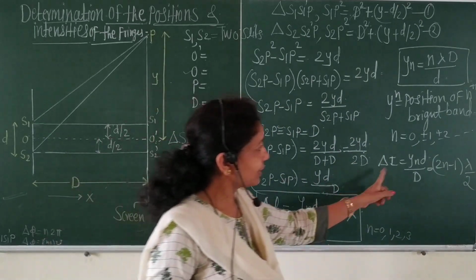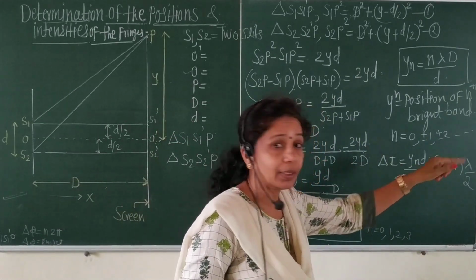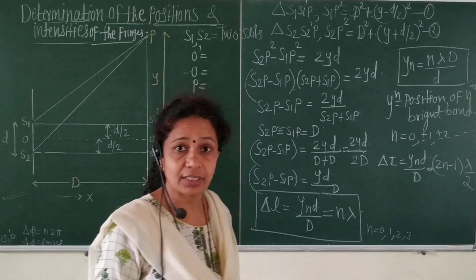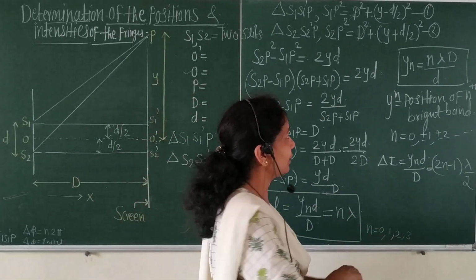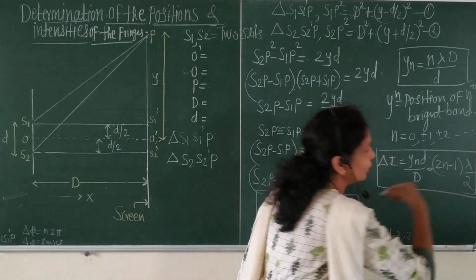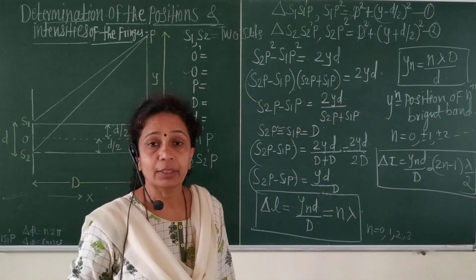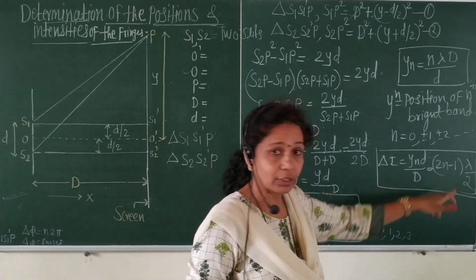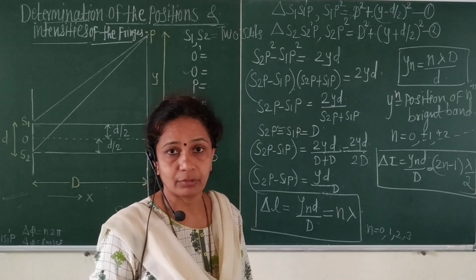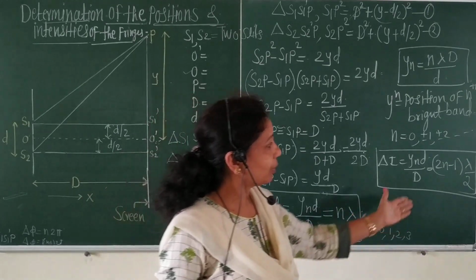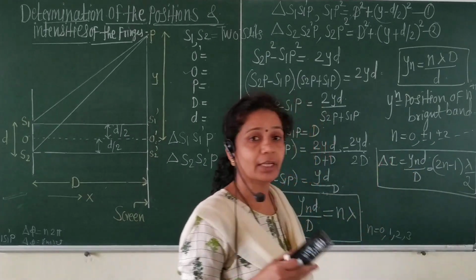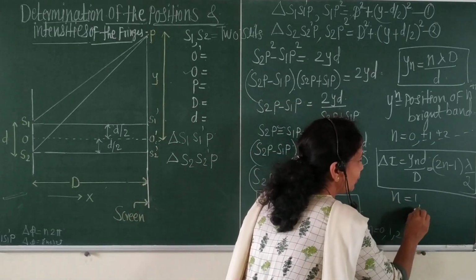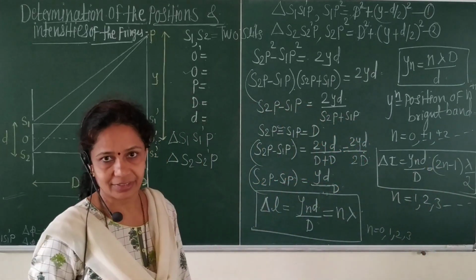When the path difference is an odd multiple of half the wavelength, then the corresponding interference is destructive interference, and this is the condition for destructive interference. Here 2n minus 1 is the odd multiple, and n takes the values 1, 2, 3, and so on.